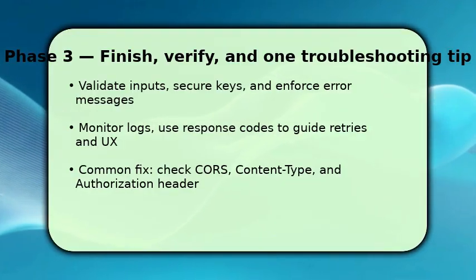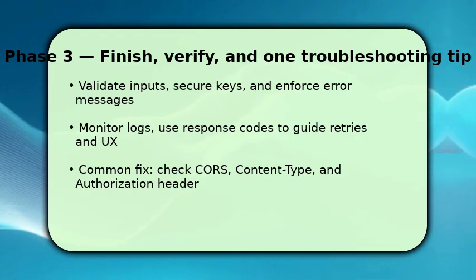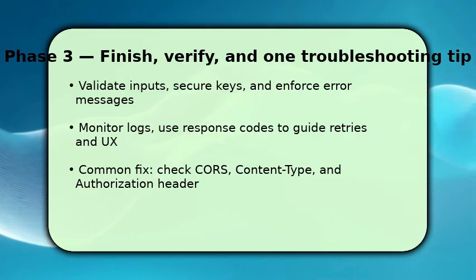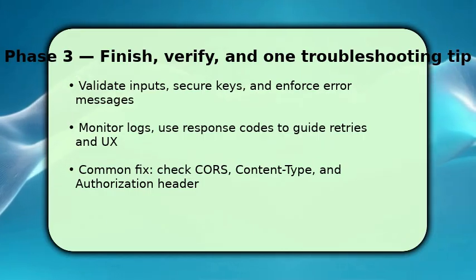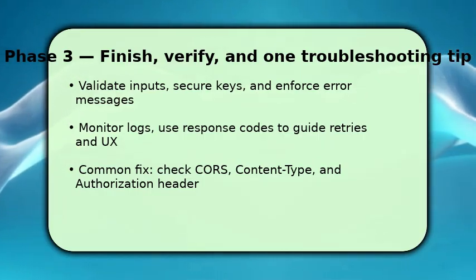Deploy and monitor logs to catch bad responses or unexpected latency, and use status codes to decide retries or show helpful messages. If things break, first reproduce with curl, then inspect headers for CORS, content type, and authorization. These are frequent culprits. Finally, add concise user feedback and graceful fallbacks so your integration remains resilient and maintains a good user experience.